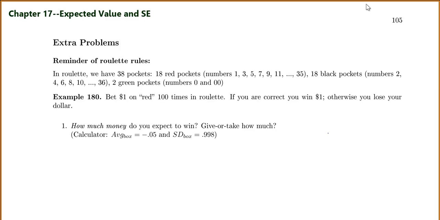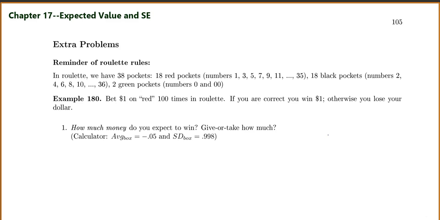So number one, how much money do you expect to win? Give or take how much? So we need to find the expected value and standard error. First though, we need to know what is our actual box model. So if we're doing something 100 times, it's going to be the sum of 100 draws from the box. And notice that in this one we italicized how much money are we winning.